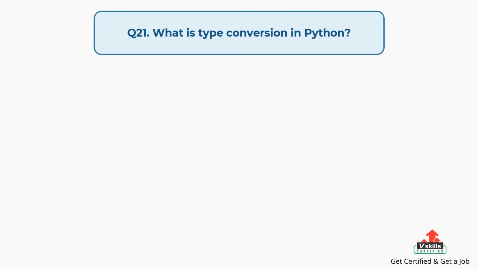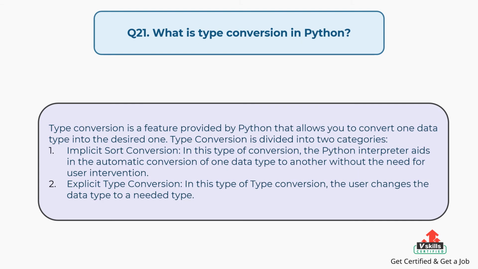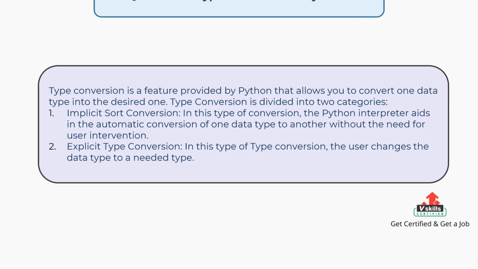Question number 21. What is type conversion in Python? The answer is: type conversion is a feature provided by Python that allows you to convert one data type into the desired one. Type conversion is divided into two categories. First, implicit type conversion. In this type of conversion, the Python interpreter automatically converts one data type to another without the need for user intervention. Second, explicit type conversion. In this type of conversion, the user changes the data type to a needed type.